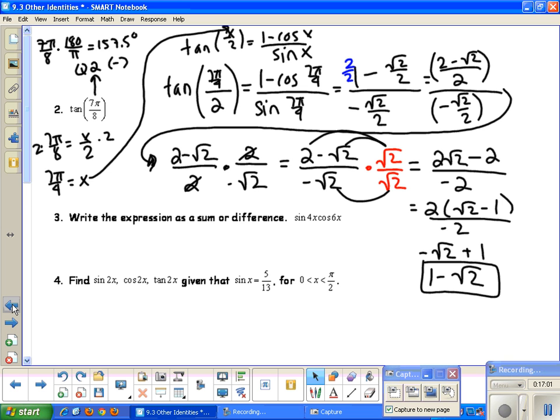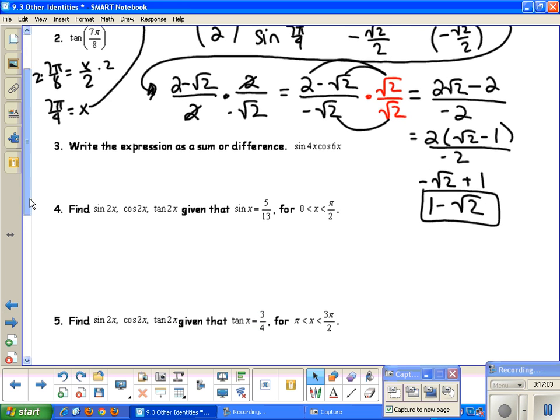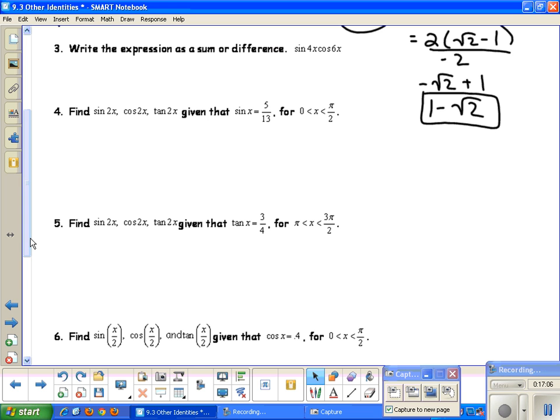So now that we have that, why don't you guys try to see if you can do this next one. It says find the sine double angle, cosine double angle, and tangent double angle given that tangent is equal to 3/4 and that x is in between pi and 3 pi over 2. So for this one, we know that we're going to be in quadrant 3 if you make your triangle. So I know in quadrant 3, if you think about all students take calculus, tangent is positive, but my sine and cosine should be negative. So see if you can do this on your own.